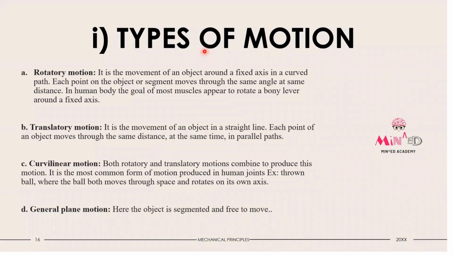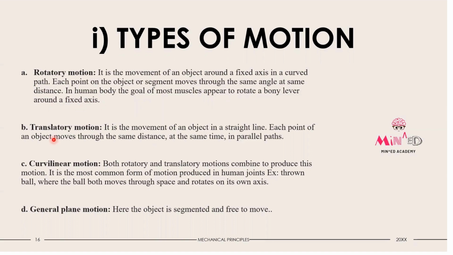Types. Now, types has some further classifications, which are rotatory motion, translatory motion, curvilinear motion, and general plane motion. What is rotatory motion? It is the movement of an object around a fixed axis in a curved path. Okay, each point on the object or segment moves through the same angle at the same distance. So in the human body, the goal of most muscles appears to be to rotate the bony lever around a fixed axis.